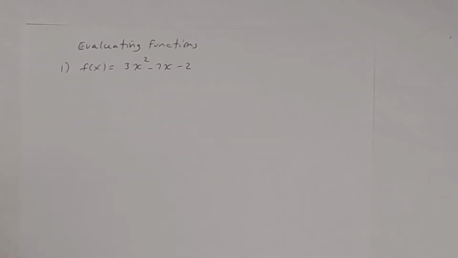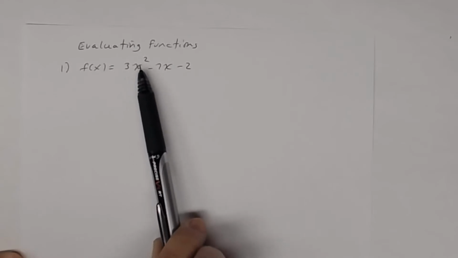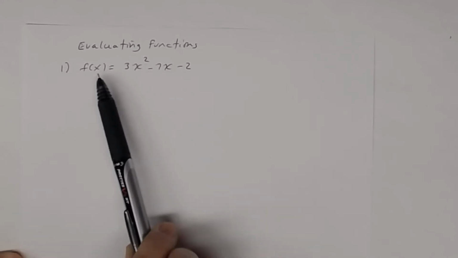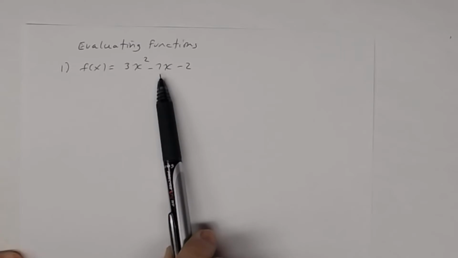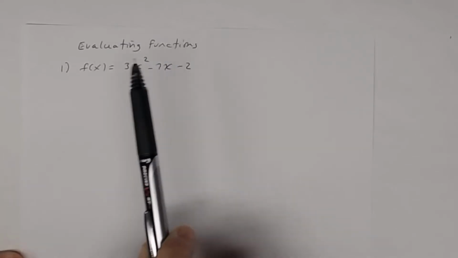All right, so in this lesson, we're going to learn how to evaluate functions. If you look at number one, you have this function, function f of x, and it's equal to 3x squared minus 7x minus 2. So I have this quadratic function right here. Now, all I want to do in this lesson is evaluate these functions.